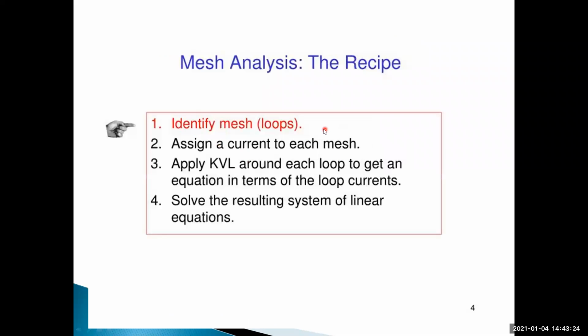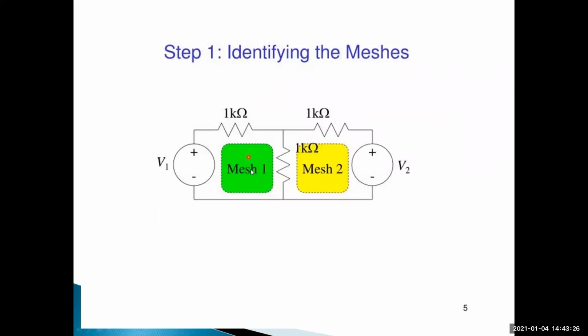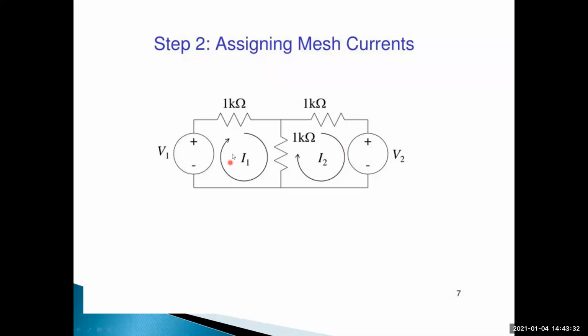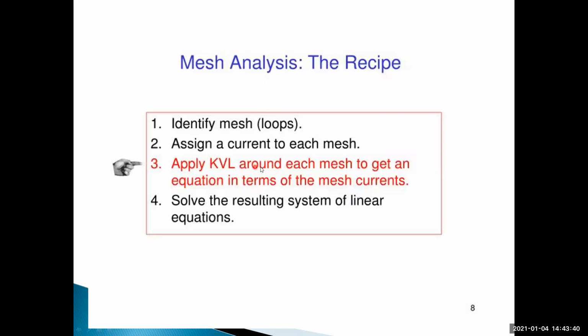Identify meshes or loops. Second step, assign a current to each mesh. Like this, if another element is connected, that is called another mesh, I3. And then the third step: apply KVL around each mesh to get an equation in terms of the mesh currents.